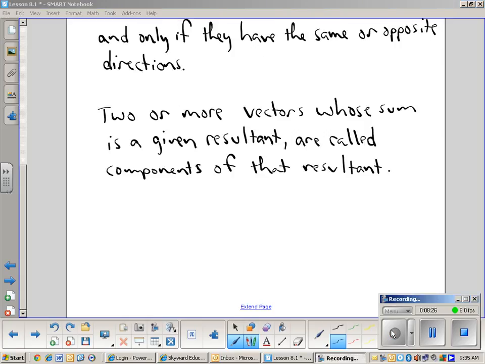So two or more vectors whose sum is a given resultant are called components of that resultant. So if we went back to that other picture where the two red vectors added up to the black vector, vector R and vector S added up to vector T, then vector R and vector S would be considered components of vector T. Okay?